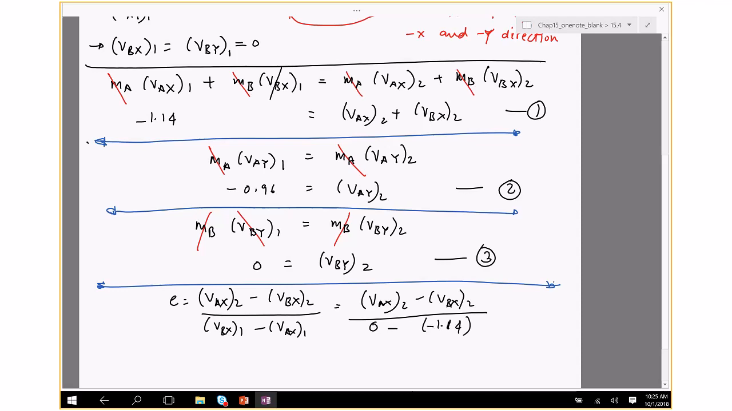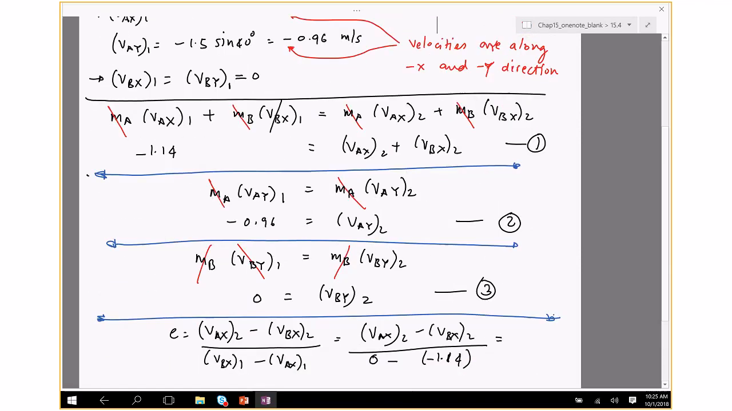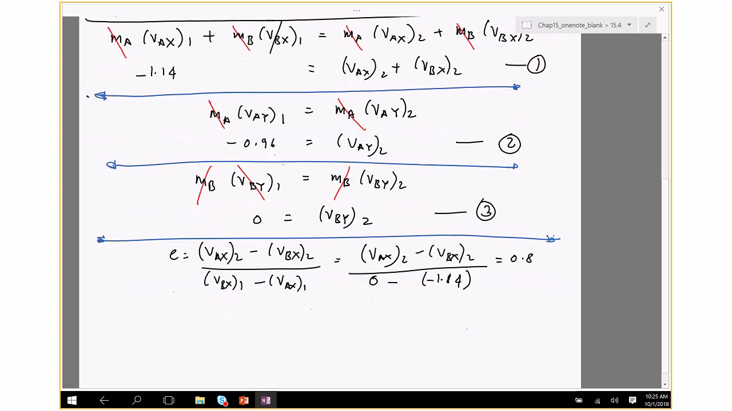Okay, and that equals E, which is 0.85. So I can write VAX2 minus VBX2 equals 0.85 times 1.149. That comes out to be 2.9767. Okay, that's equation 4.